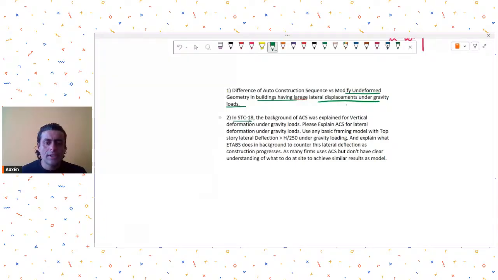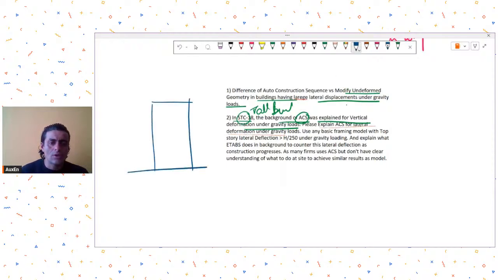In STC 18, our tall buildings course, the background of auto construction sequence was explained for vertical deformation under gravity loads. Please explain auto construction sequence for lateral deformation under gravity loads. So he's saying generally we use the concept of auto construction sequence and undeformed geometry.